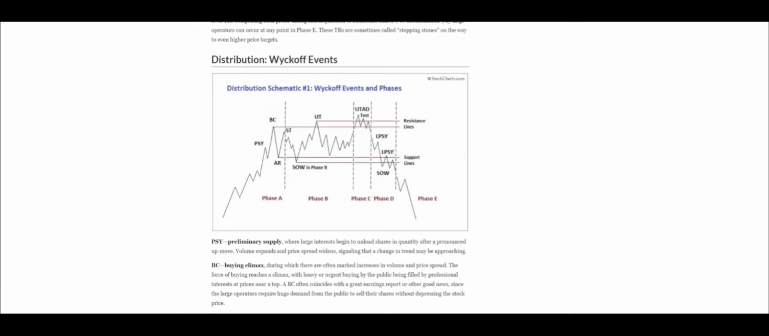Lastly, moving on to phase E, the last stage of a distribution marks the beginning of a downtrend with an evident break below the trading range caused by a strong dominance of supply over demand. So that's pretty much it when it comes to the distribution side of things of Wyckoff.